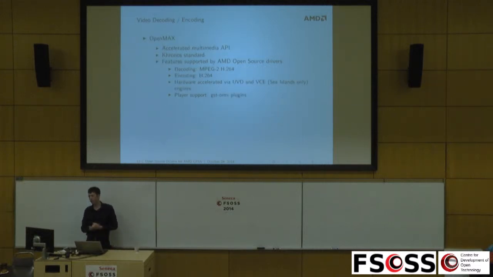One more decoding API is called OpenMax. This is basically just an accelerated multimedia API. It does decoding and encoding. And it's a Khronos standard. Khronos is an organization that standardizes different APIs. OpenGL, as I was talking about earlier, is a Khronos standard. And there's a number of other standards like OpenGL ES, OpenCL, lots of things that Khronos works to come up with a standard definition of the API.